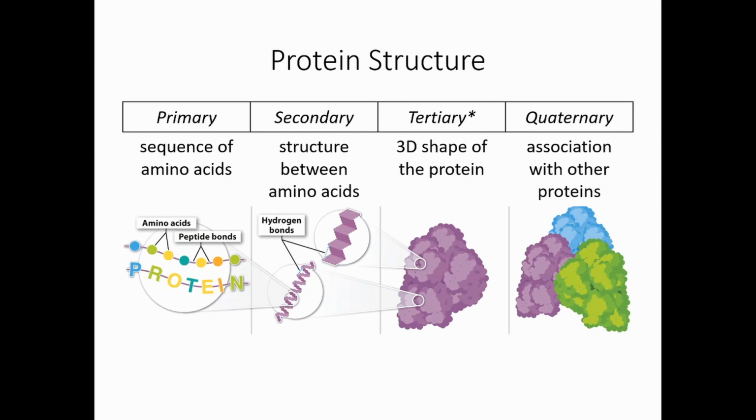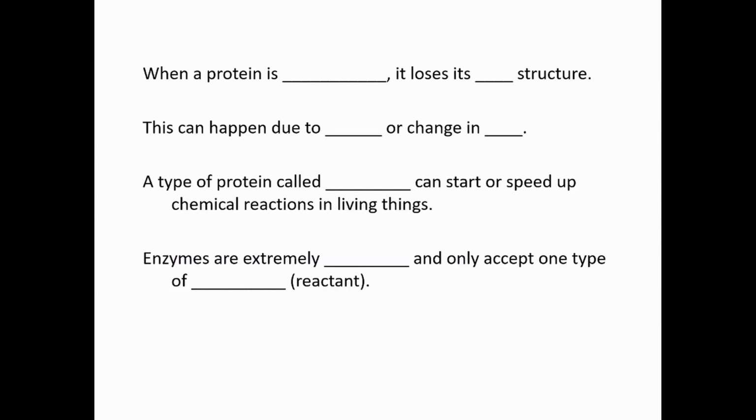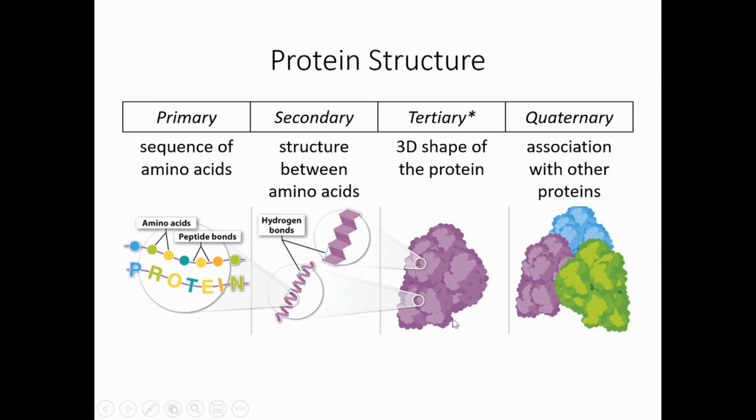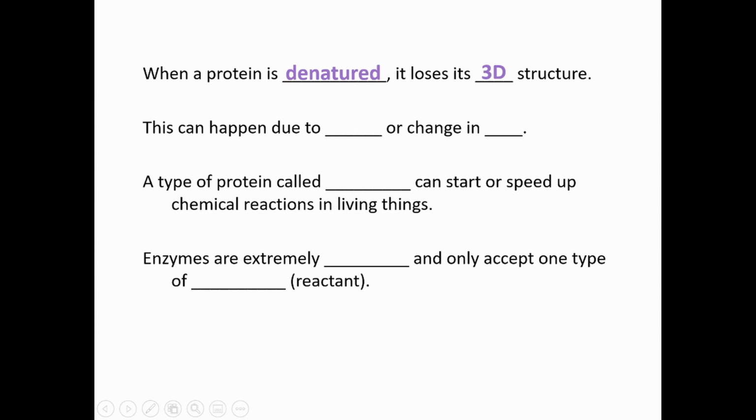This protein structure is super important though. If we don't have the right shape, we can't actually function. We call that denaturation. So when a protein is denatured, we lose the 3D structure. We lose this structure here. So the order, the primary sequence is still there. We still have the correct order of amino acids. We haven't broken everything down. We've just changed the shape.